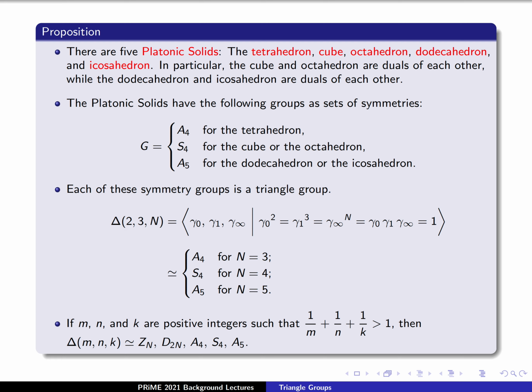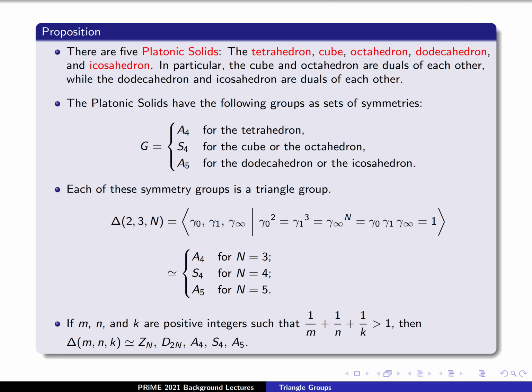Platonic solids only have 3 types of symmetry groups. For the tetrahedron, the symmetries are the alternating group A4. For either the cube or the octahedron, the symmetry group is S4. And for either the dodecahedron or the icosahedron, the symmetry group is A5. Recall that for the regular n-gon, the symmetry group is the dihedral group D2n.